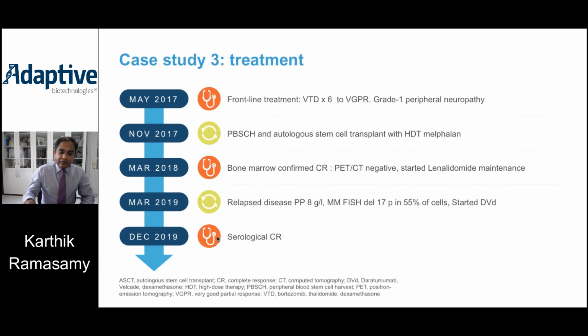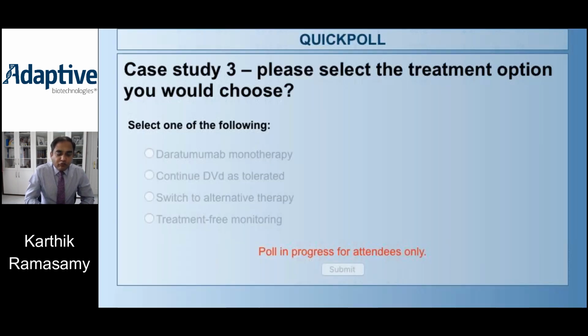So again, I want to invoke your opinion as to what you would do for this patient. Let's look at the choices. Would you be happy to proceed with that daratumumab monotherapy? Would you try and continue with DVD as it's been well tolerated and we've got a patient who's got high-risk disease? Would you switch to something alternative at this point? Or would you think about treatment-free monitoring for this patient? Let's poll now.